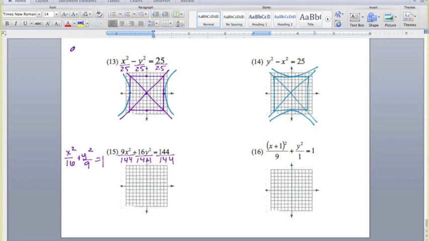Where's it centered? 0, 0, because there's nothing added or subtracted to the x's and y's. Under the x is a 16, square root it and go 4. Under the y is a 9, so square root it and go 3. And since this is an ellipse, we just connect around. Wait, what's that? Up and down is 3. Oh, because of 9.